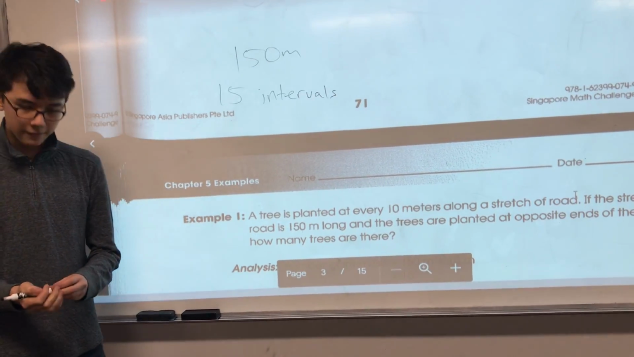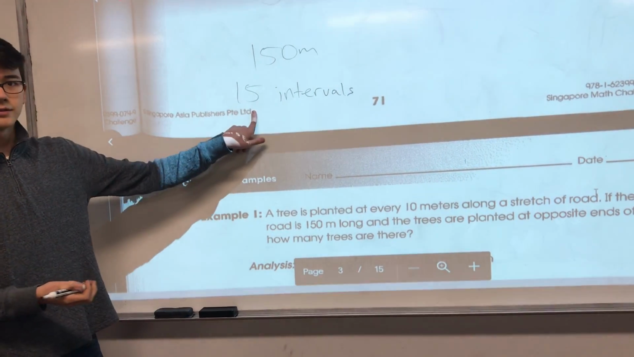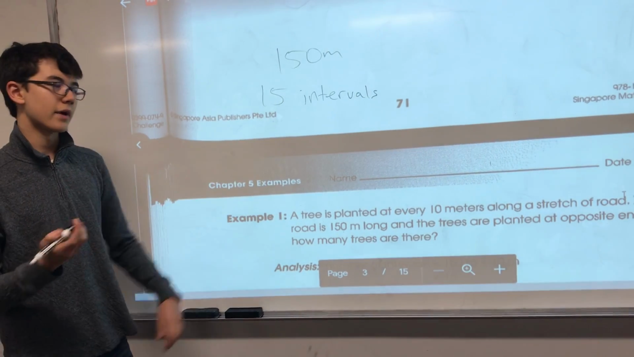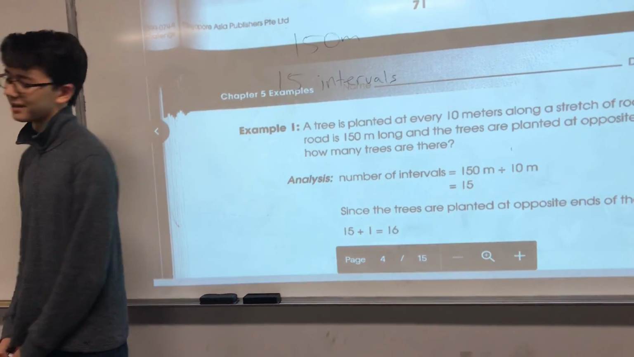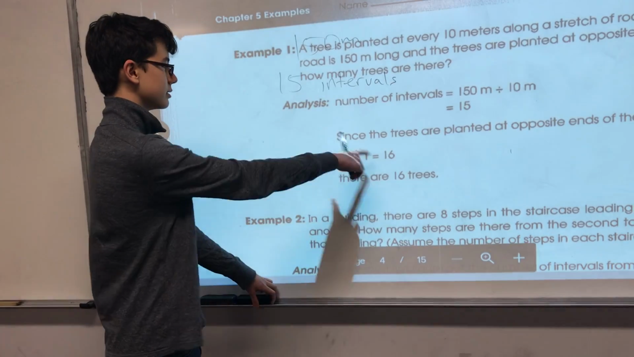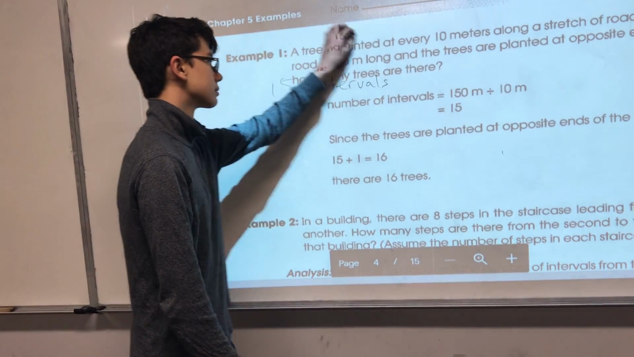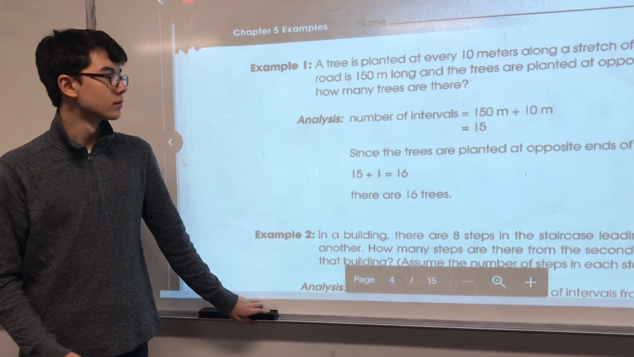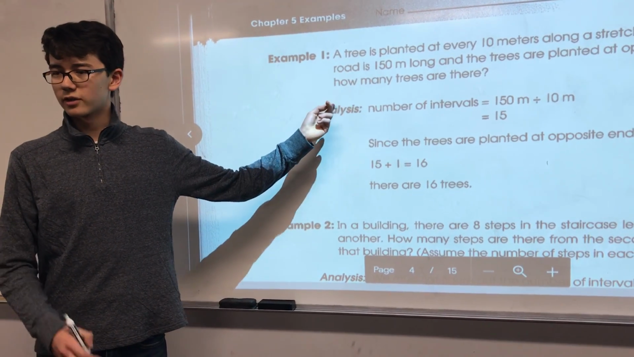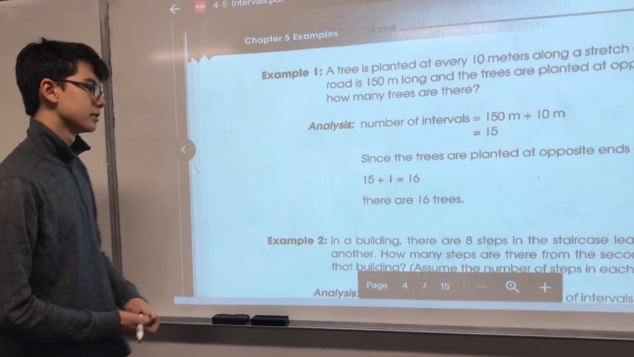And then for the number of trees, what do we have to add to 15? 1. Yeah, we have to add 1. So the answer is we have 16 trees. Yeah, that's why we added 1. So if they're at the opposite ends, we add 1 to the number of intervals.